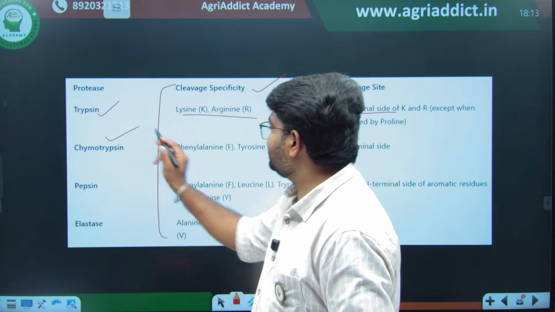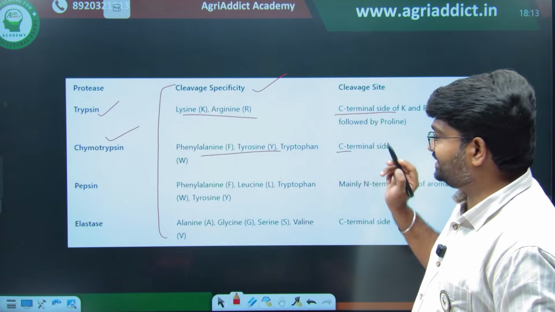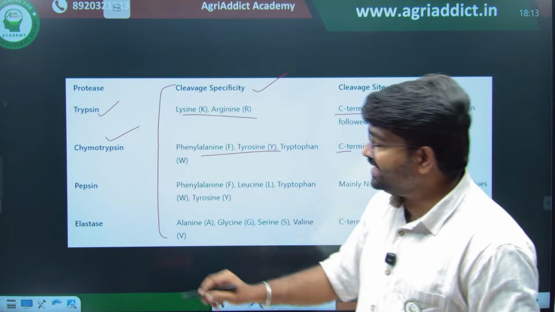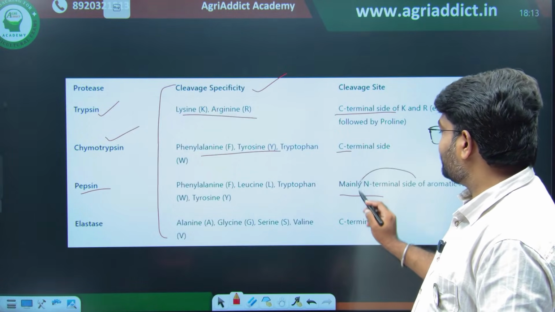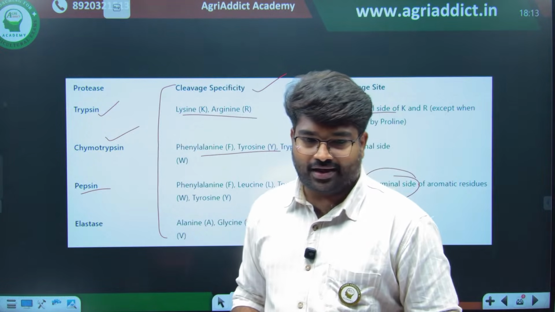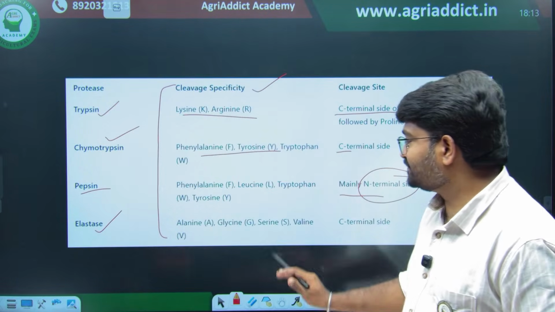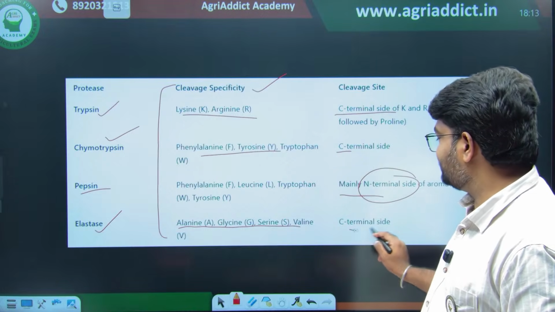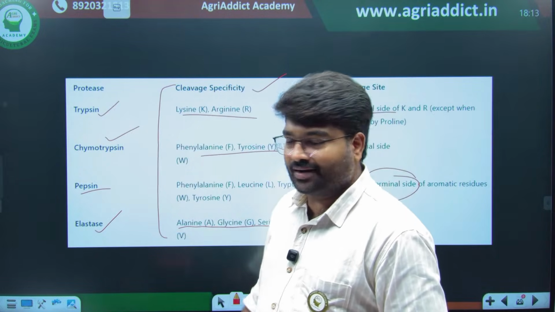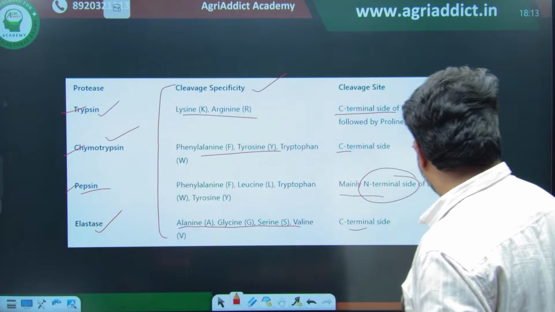Chymotrypsin means aromatic amino acid, particularly at the C terminal. Pepsin means the same aromatic amino acids, but it will cleave at the N terminal. I hope this is clear. Then the last class is elastase. The specificity will be alanine, valine, serine and glycine, particularly at the C terminal. These three are very important: trypsin, chymotrypsin and pepsin.